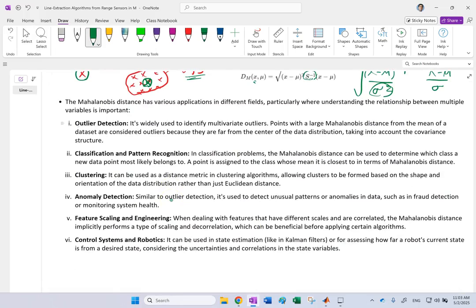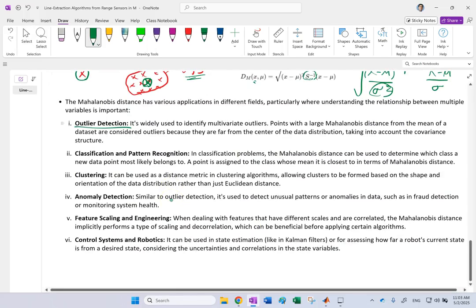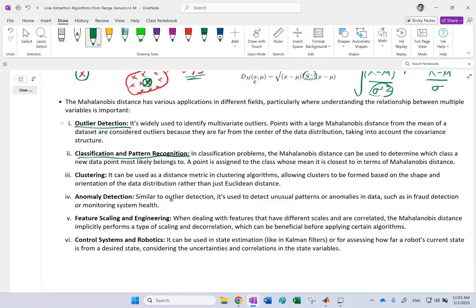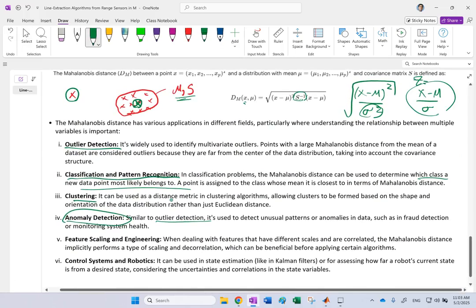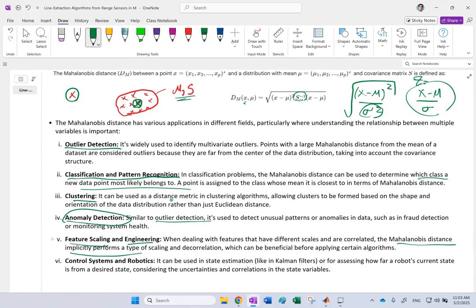As I said, you definitely use it in outlier detection in multiple dimensions, and in classification and pattern recognition. You use it again to see whether a point belongs to a class or a cluster or not, right? So you can do that. And again, related to outlier detection, you can use it to see if an event is an anomaly or not. For feature scaling, what you're doing here is a scaling. So you can do it for feature scaling and engineering. Mahalanobis distance can be used instead of the original feature.